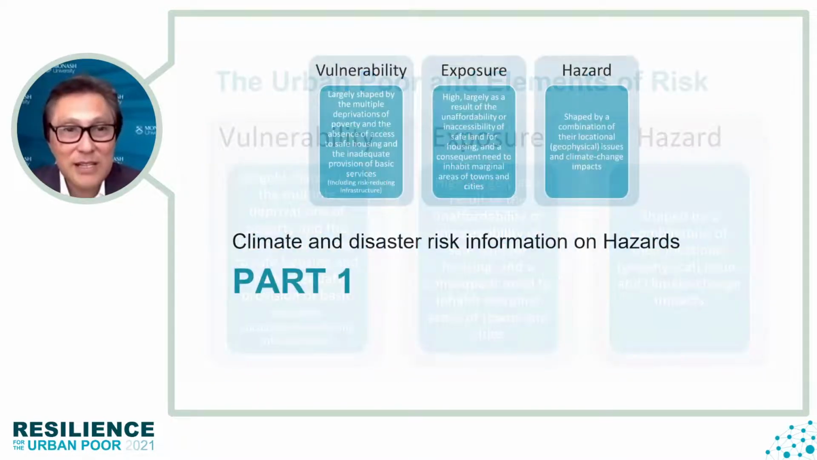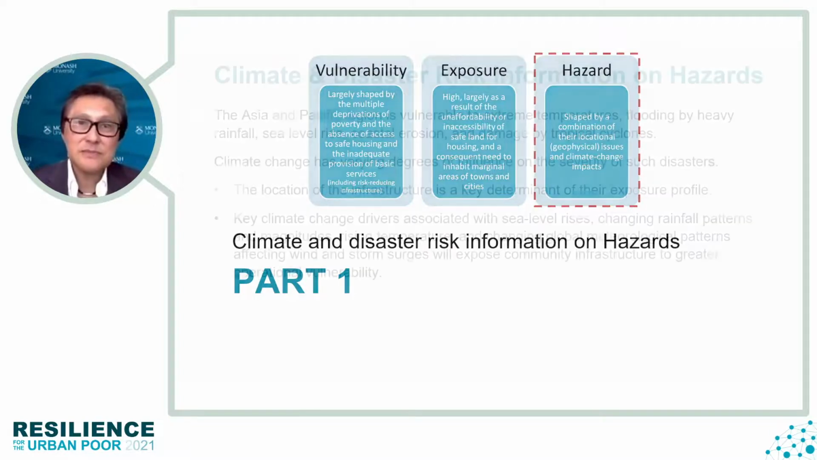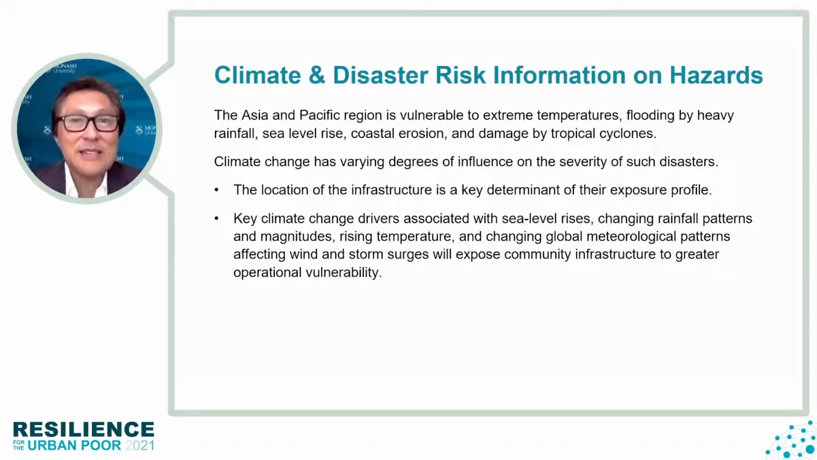And in fact, this is the topic that I want to start my presentation on in this first part. And that is, what are the climate and disaster risk information that we should really be cognizant of when we're looking at hazards that urban poor communities are exposed to? So I'm starting on the premise that where they live are exposed to significant hazards. How do we design community infrastructure that is able to mitigate the impact of those hazards? And again, I make the point that the location of that community infrastructure is a key determinant in terms of how effective it can be in reducing or mitigating the impact of those hazards.